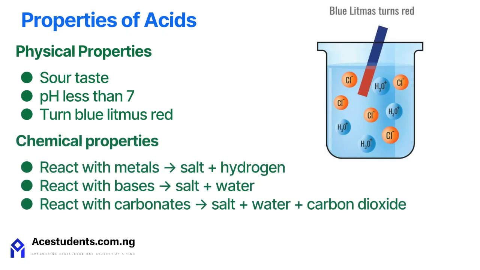Building on these basic properties, acids also show important chemical reactions. Firstly, acids react with reactive metals to produce a salt and hydrogen gas. Next, acids react with bases in neutralization reactions to form salt and water. Furthermore, acids react with metal carbonates to produce salt, water, and carbon dioxide gas. Note: the gas produced when acids react with metals is always hydrogen.